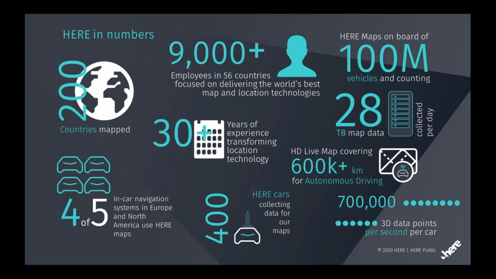Just to give you an idea about where we are at the moment, here are some stats. We have grown and evolved to 200 countries now, and we've mapped those 200 countries. Today, we've got more than 9,000 employees across 200 offices in 56 countries. Our maps are on board over 100 million cars, and 4 out of 5 cars in North America and Europe and other parts of the world are using our map data in their in-car navigation systems.